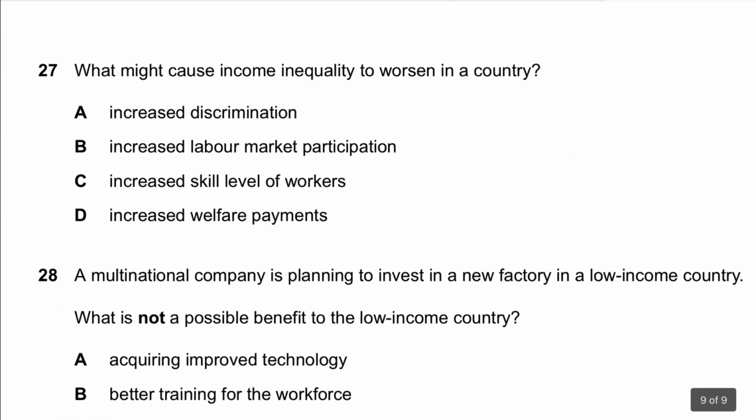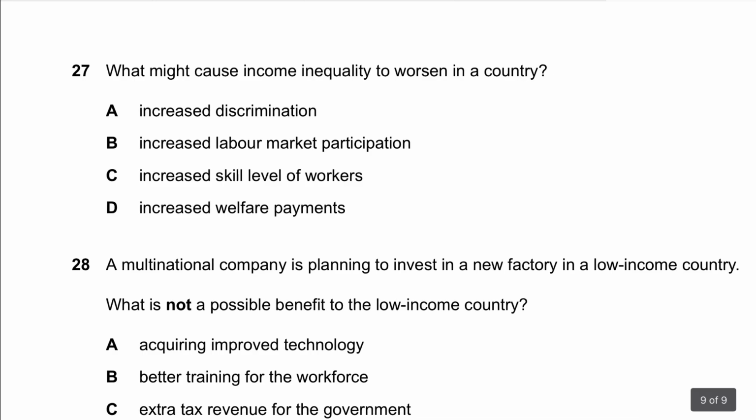Question number 27, what might cause income inequality to worsen in a country? Okay, this is a simple question. The answer has to be A for alpha, increased discrimination. Reason being, when does income inequality worsen? It worsens when certain groups face discrimination in employment.